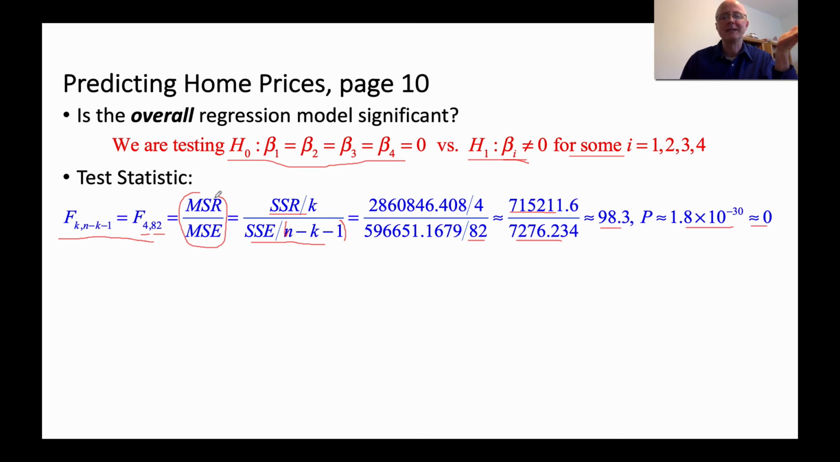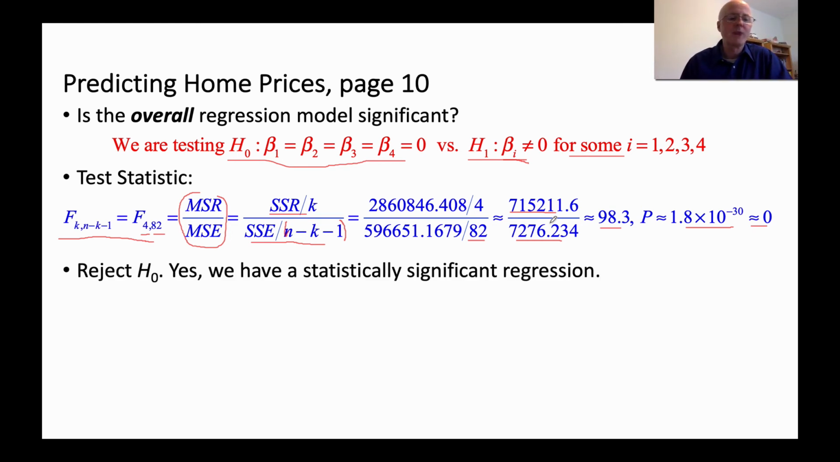Hopefully that makes intuitive sense. MSR is much bigger than MSE. This F statistic is very large. There's a relatively small amount of noise, a small amount of random error in the model. The overall regression equation is doing a pretty good job of describing the variation in the asking prices in the model. So we reject the null. Yes, we definitely have a statistically significant regression, and we can say at least one of the betas is non-zero.